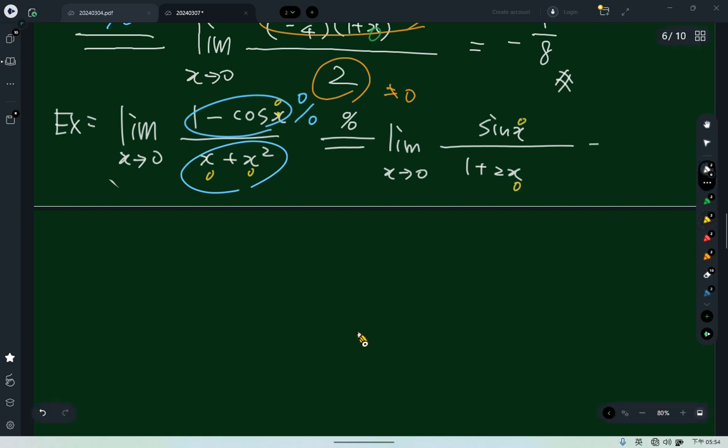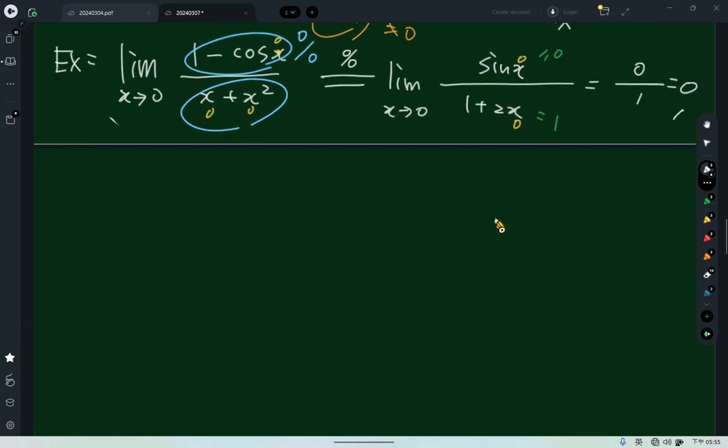Then you can see sine 0 is 0. Here is 0 over 1. So here is no more 0 over 0 form. So the final result will be 0 over 1. So the result is 0. So please do not continue to differentiate sine x and 1 plus 2x, because you should stop here. You cannot continue to have the differentiation process for these two terms.